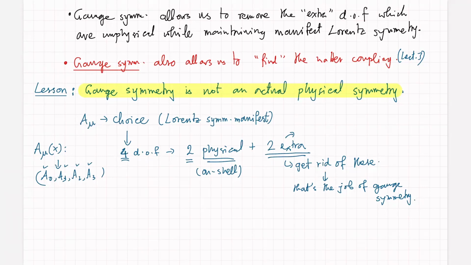I have not even said this thing U1, because as long as we're talking about free Maxwell's theory, there is no way to justify the name U1. So the U1 name will be justified when we start introducing the matter in lecture 3. We will see that.